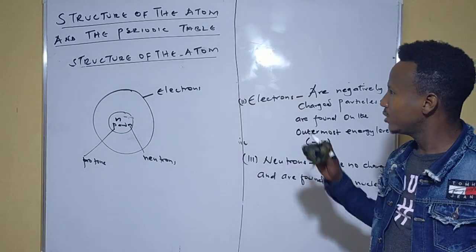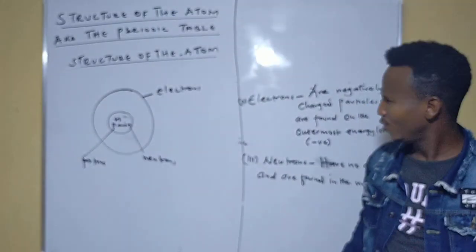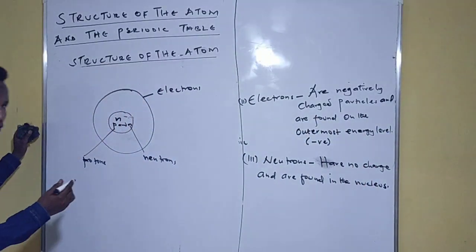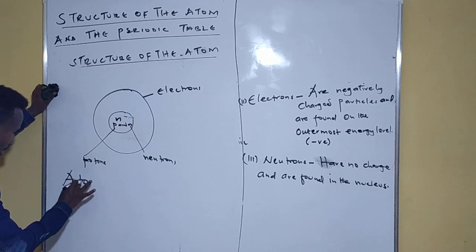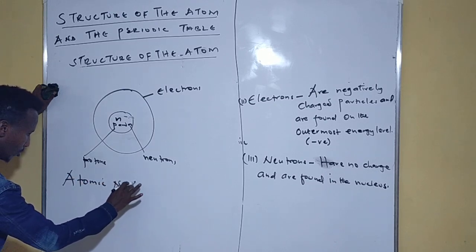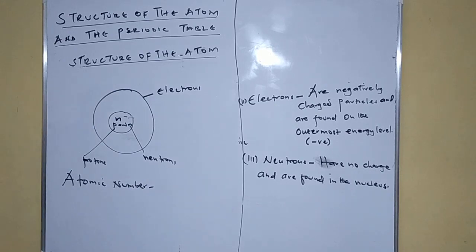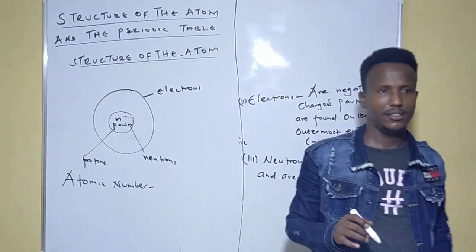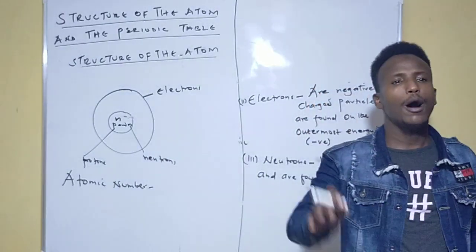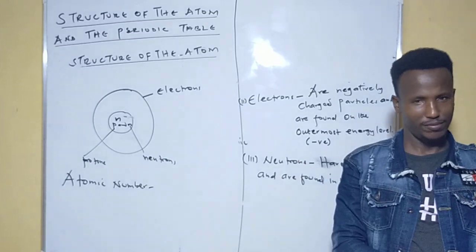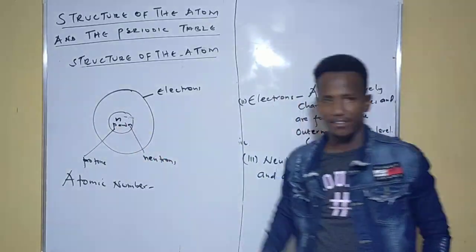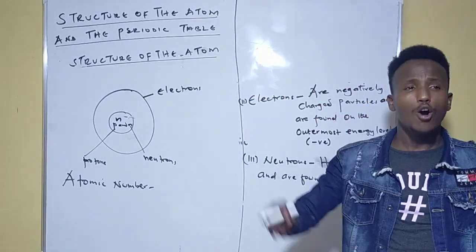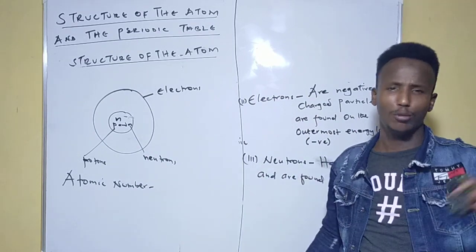Then, what are the possible questions that can come in the examination from the structure of an atom? Sometimes you can be told to define atomic number. From the structure of the atom, atomic number refers to the number of protons in the nucleus of an atom. The number of P, which represents protons, in the nucleus of an atom is what we normally call atomic number.